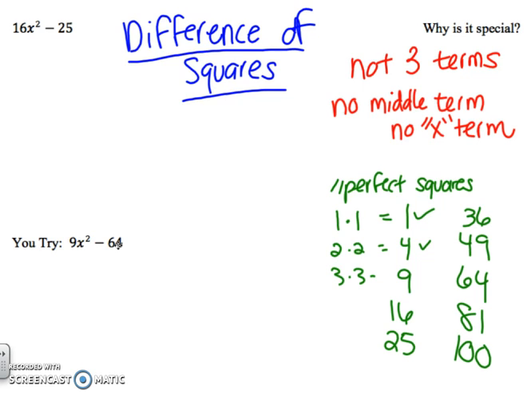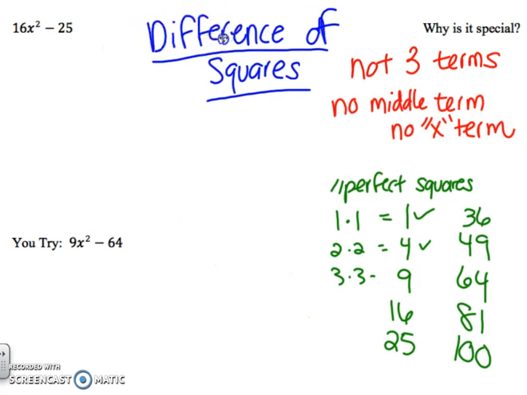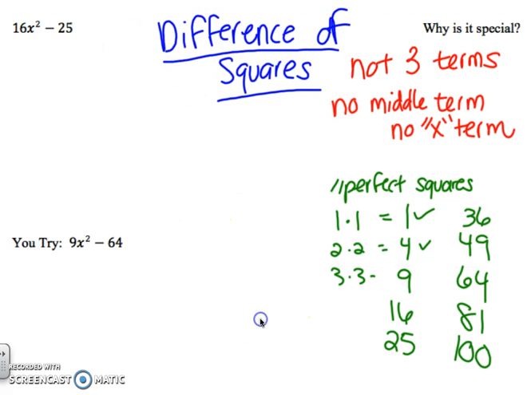Okay? So if you see any of these numbers, that means they are perfect squares. And that means you can do the difference of squares. So if there's a subtraction sign and then a missing middle term, and your two numbers are perfect squares, this is when this can happen. So what you do is you take the square root of each number.